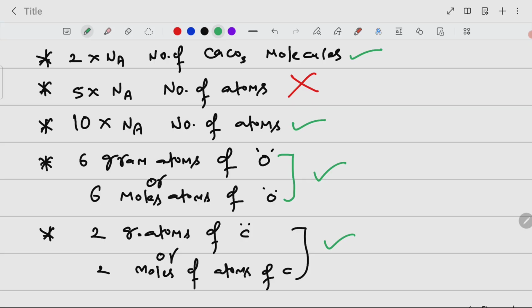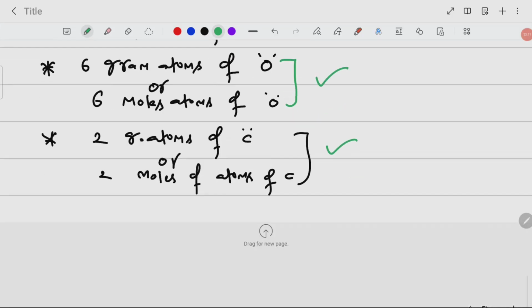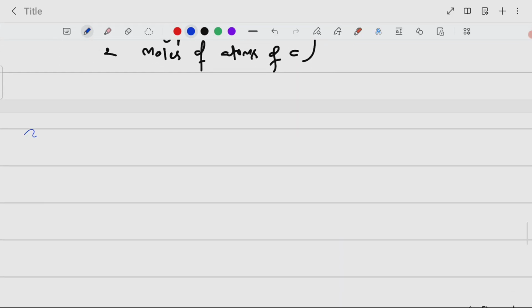Such types of questions mainly confuse students. You need to observe it properly without any doubt. Next, moving further. Next question.